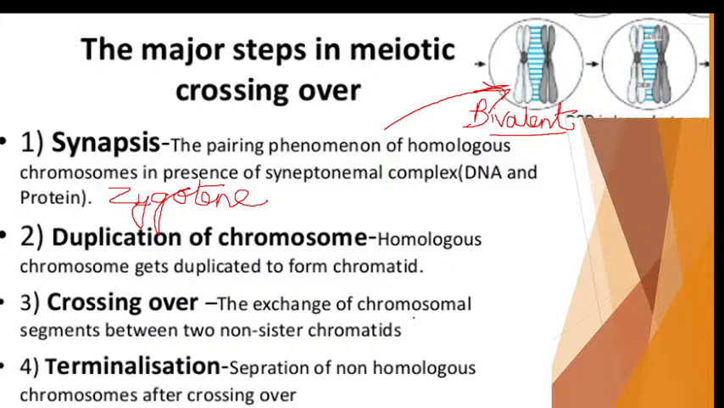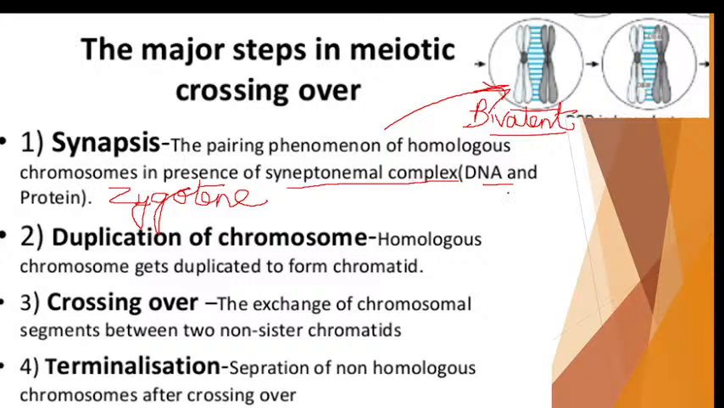So, during the zygotene stage, the homologous chromosomes will lie side by side, and this pairing is called synapsis. And this stage is called a bivalent, and a complex is formed between these 2 chromosomes, and that's known as a synaptonemal complex. Synaptonemal complex means DNA plus proteins.